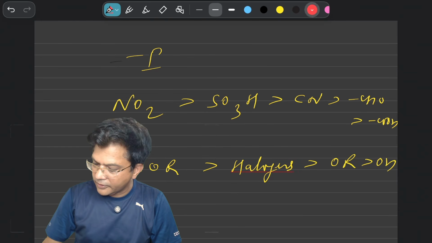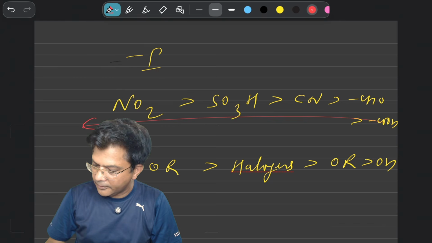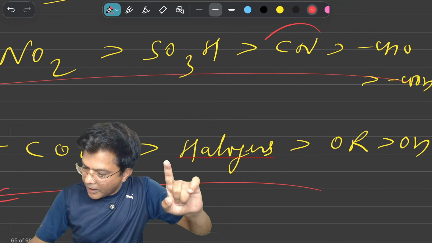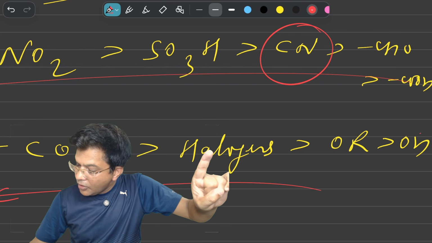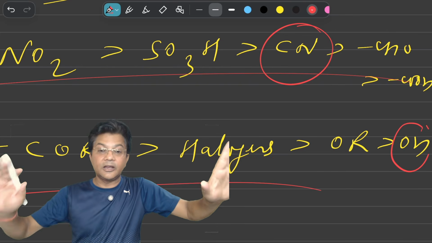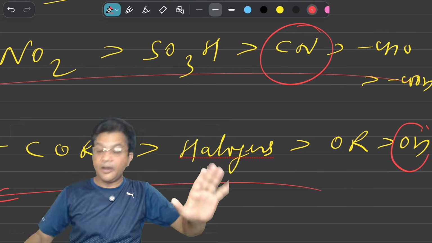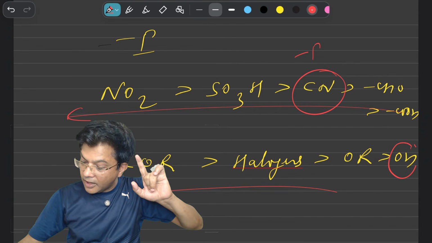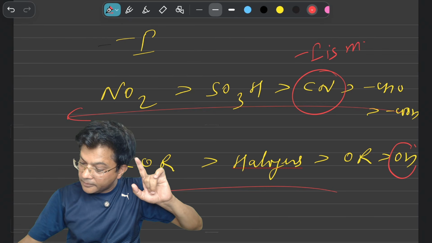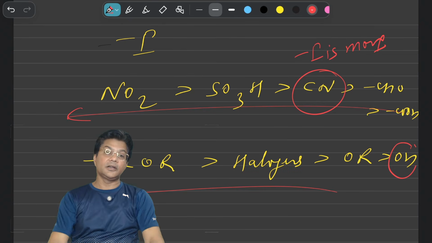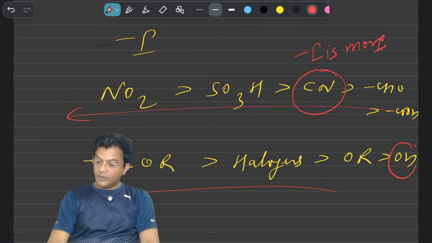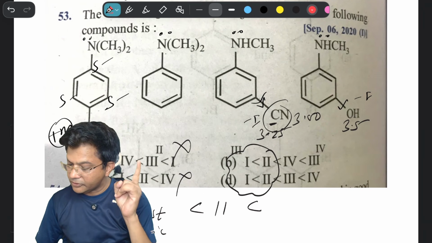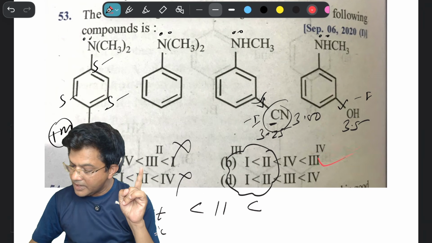Now see, this is the first order of minus I, my dear students, and this is the second order. So cyanide's minus I is more than OH minus I. See, kids, what type of question they have asked. Whose minus I is more? Cyanide's minus I is more than OH. My God, kids. So cyanide will be at the last. That means the third one should be at the last. So B is the correct answer.